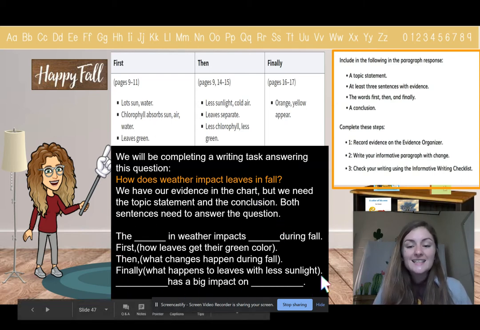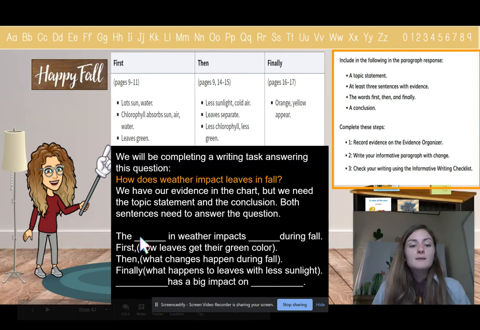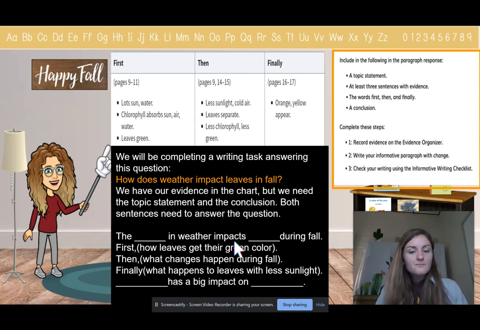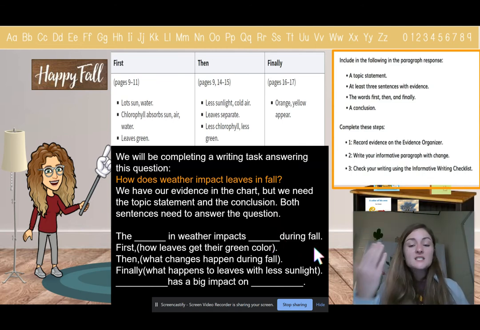Now, Miss Mason has made an example down here. Okay, the blank in weather impacts blank during fall. What happens to weather during the seasons? They change. So the changes in weather impact, what would go here? I see weather impact. Tell me on the puzzle, what word is going to go here? The changes in weather impact leaves during fall. So we answered that question with our topic statement. The changes in weather impact leaves during fall.